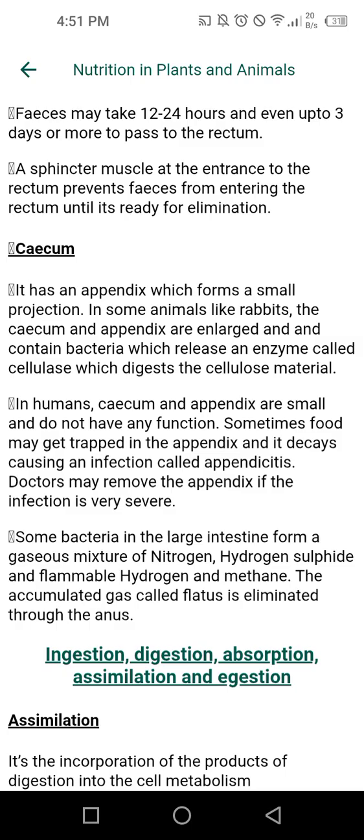Some bacteria in the large intestine form a gaseous mixture of nitrogen, hydrogen sulfide and flammable hydrogen and methane. The accumulated gas, called flatus, is eliminated through the anus.